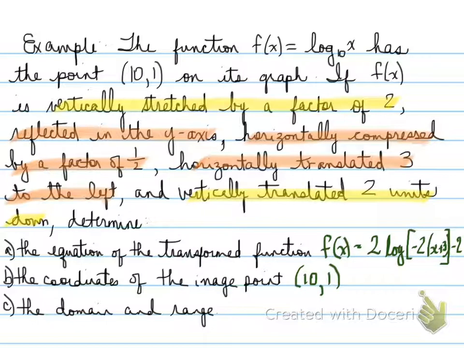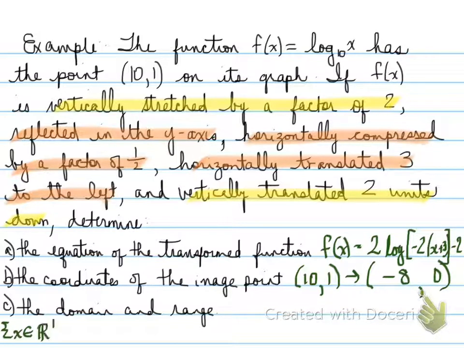Now, the coordinates of the image point: you basically take (10, 1), which is the point they're talking about, and convert it according to this transformation. When we're looking at it, 2 times 1 minus 2, so the outside ends up being 0, and the inside is negative 1/2 times x, left 3 is minus 3. So negative 1/2 times 10 is negative 5, and then minus 3 gives me negative 8.